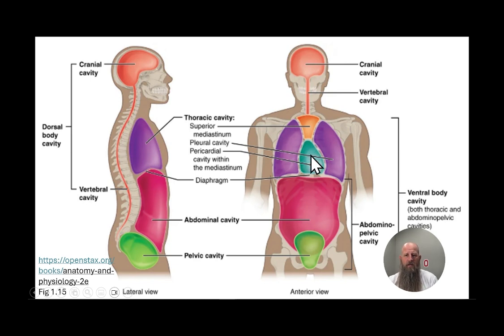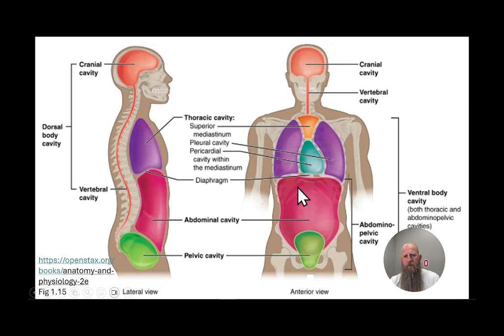Now, situated within that space, so it's not really a true cavity, it's more of an open space, is a true cavity known as the pericardial cavity. And the pericardial cavity is going to house the heart. So this is your heart cavity here. Now, the diaphragm, that muscular wall, separates the thoracic cavity from the abdominopelvic cavity. The abdominopelvic cavity is the lower or the inferior body cavity, and it's going to house organs of the digestive tract, the digestive system, the urinary system, and the reproductive system.